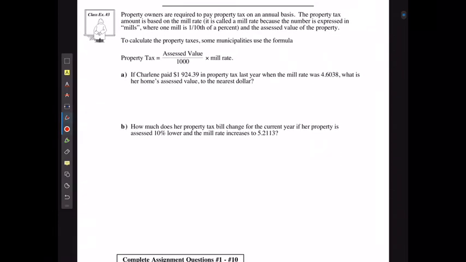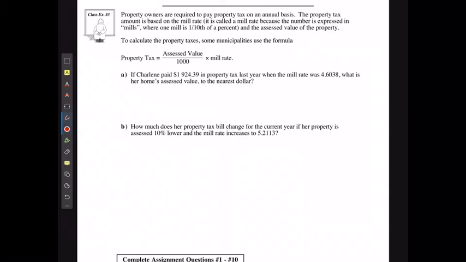Property owners are required to pay property tax on an annual basis. The property tax amount is based on the mill rate. It is called a mill rate because that is the number expressed in mills, where 1 mill is 0.1%, and the assessed value of the property. To calculate the property taxes, some municipalities use this formula. The property tax is equal to the assessed value divided by 1,000 and multiplied by the mill rate.